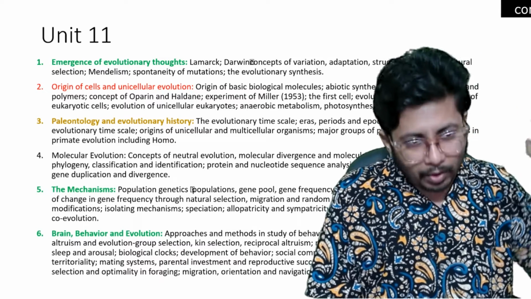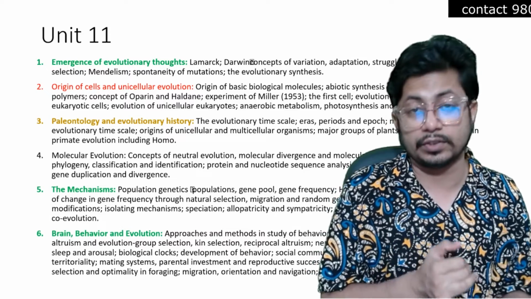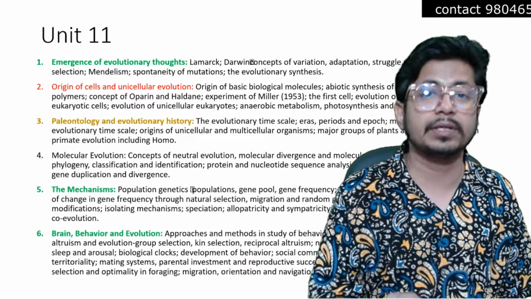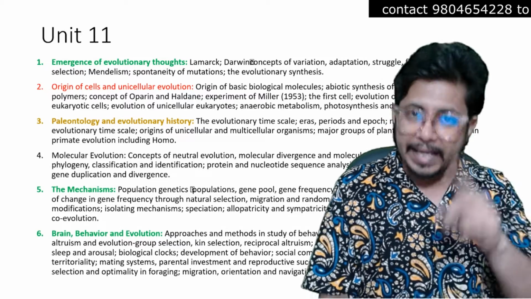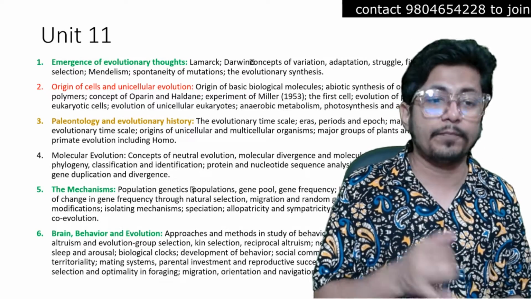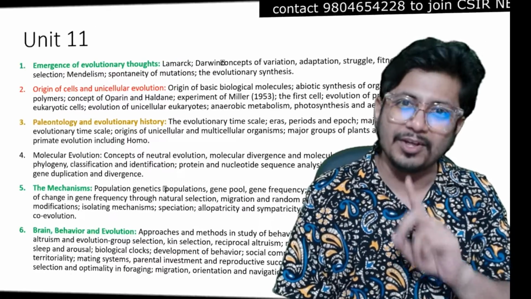So all these six different topics are listed in unit 11. You see the evolutionary thought, particularly the difference between gradualism and punctuated equilibrium, natural selection types, the mechanisms, and the involvement of population genetics is very important, and the brain and behavior part is also very important.